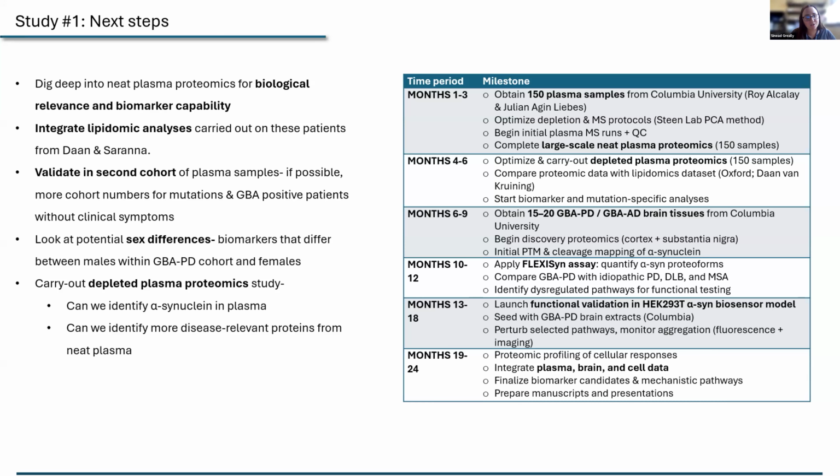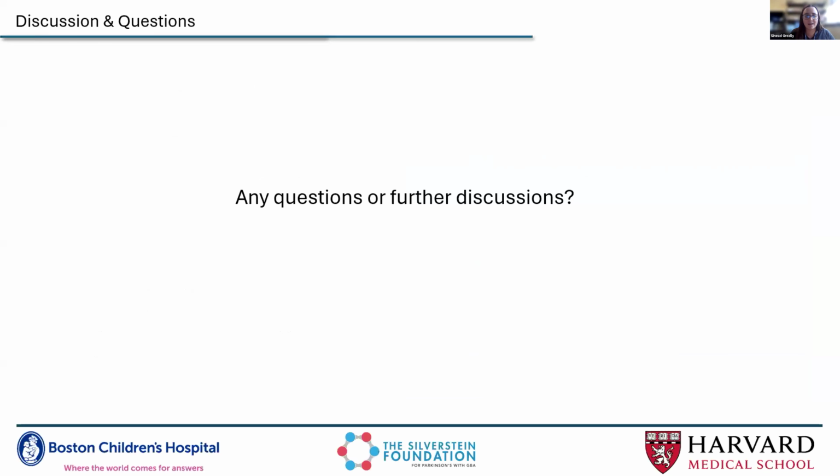One thing that we haven't looked at yet is potential sex differences. Are there differences between males and females, which I think is also going to be very interesting. And the next steps really are then to start with our depleted plasma proteomic pipeline. For this, we now want to see, can we identify alpha-synuclein in particular in the samples? And are we seeing some of the disease proteins we identify in the neat plasma? So thank you, and let me know if there's any questions.